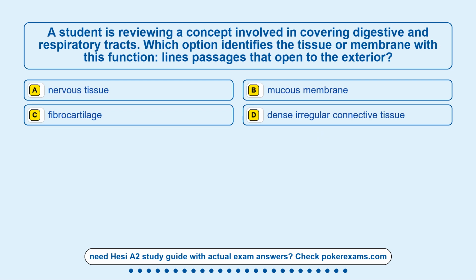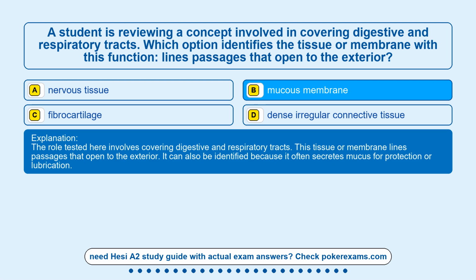Question 3. A student is reviewing a concept involved in covering digestive and respiratory tracts. Which option identifies the tissue or membrane with this function? Lines passages that open to the exterior? Option A, nervous tissue. Option B, mucous membrane. Option C, fibrocartilage. Option D, dense irregular connective tissue. The correct answer is option B, mucous membrane.